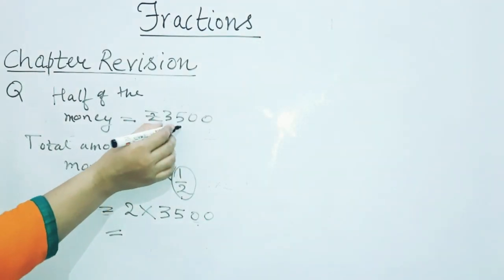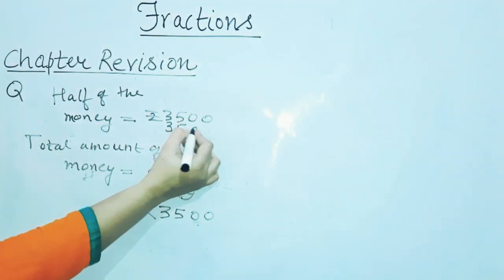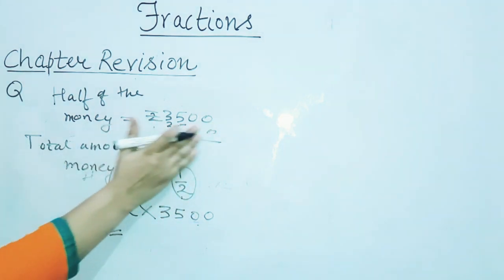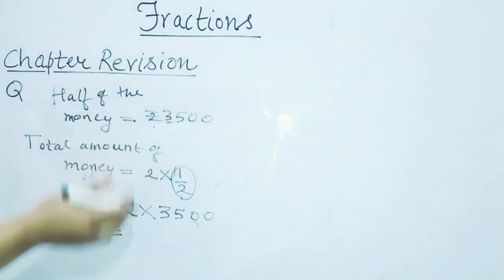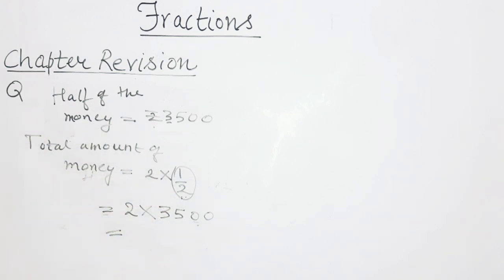Either you double it, that means add it 2 times, or else multiply with 2, because half is the amount which is given in the question. You have to find out the full amount, so to find the full amount, I am multiplying it with 2. 2 zeros are 0, 2 fives are 10, 2 threes are 6, plus 1 is 7. So the full amount, the total amount which I have, is rupees 7,000. Okay, I hope you have understood, students. Now coming to the next question, that is question number 3.